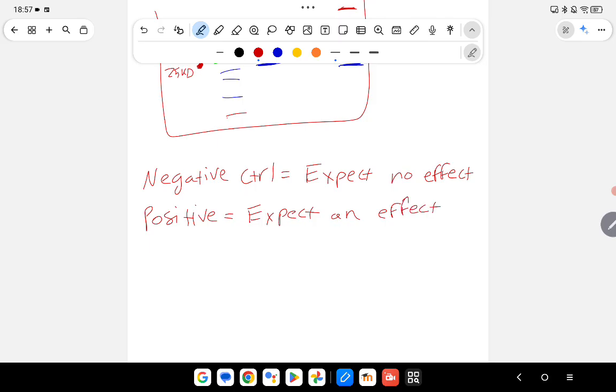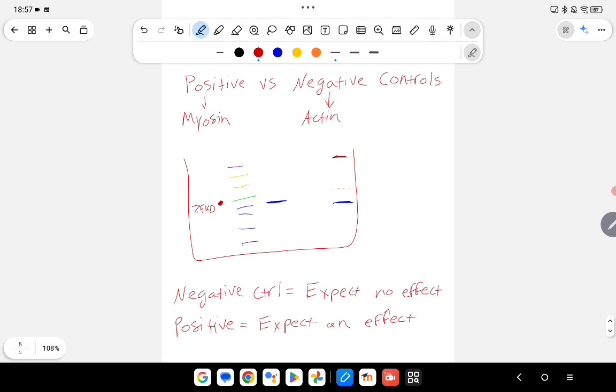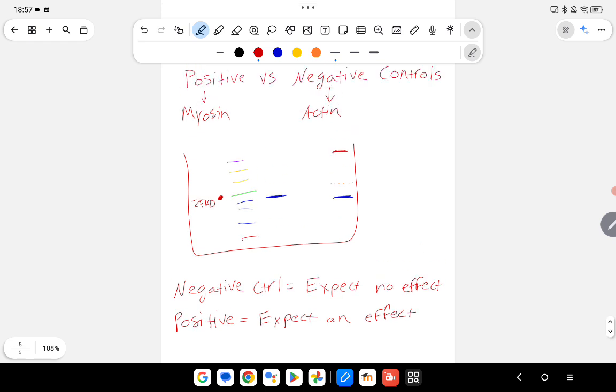This is good to understand for general research understanding, when you're reading a paper and they're saying this was our negative control, this was our positive control. A positive control is a group or condition where you do expect a known effect. Okay, so that's our myosin.